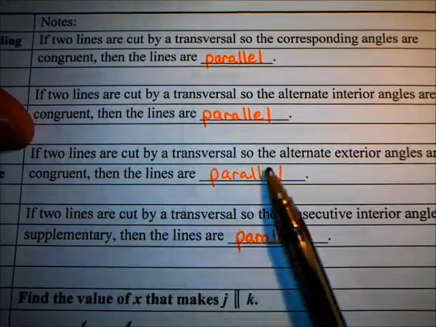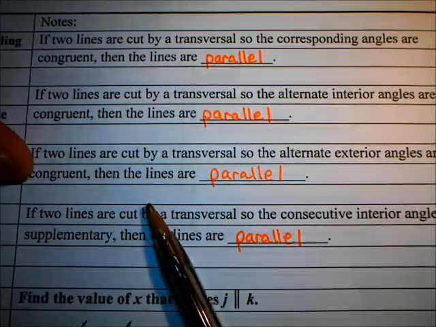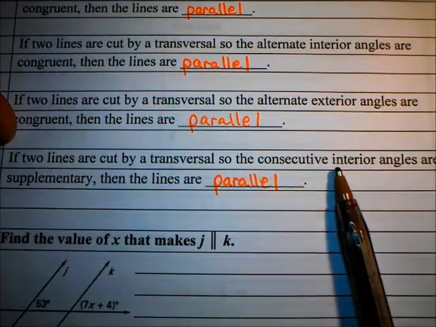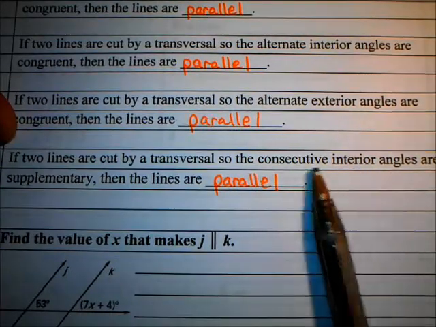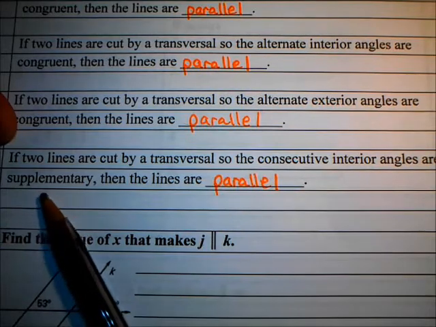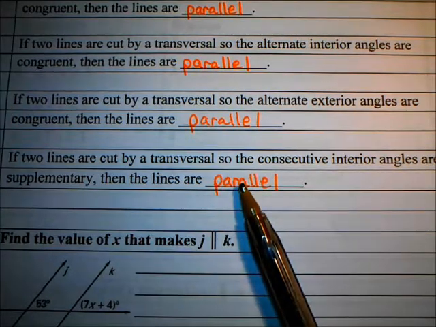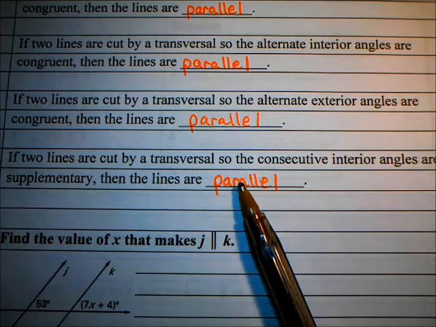Or if you have the alternate exterior angles congruent, then the lines are parallel. Or if you have the consecutive interior angles, which remember is the same side interior, are supplementary, in other words they add to 180, that causes the lines to be parallel as well. So you have to keep in mind that these are the converses for your proofs that you're fixing to start having.